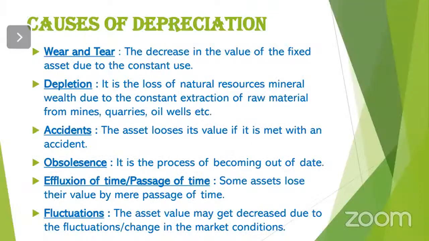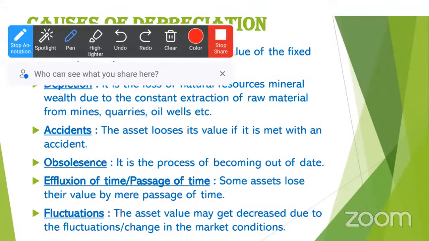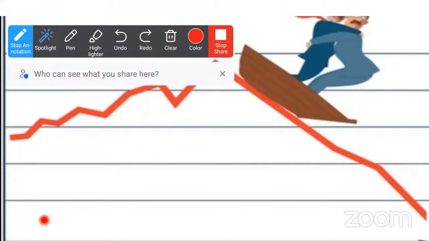Next, fluctuations. The asset value may get decreased due to fluctuations, change in the market conditions. Okay, in our market, the fluctuations will be there, high and low, like that. Due to fluctuations, the market will be changed, so that new technological goods will enter the market. Like that, fluctuations will be there.